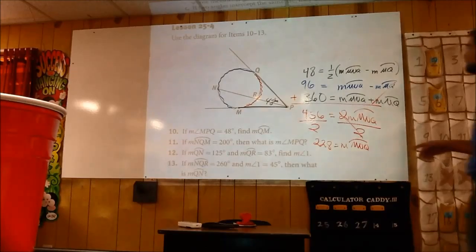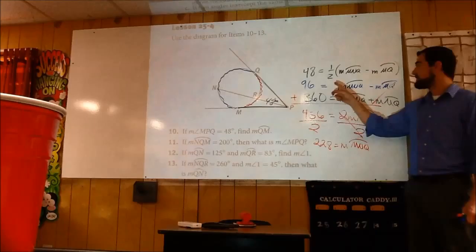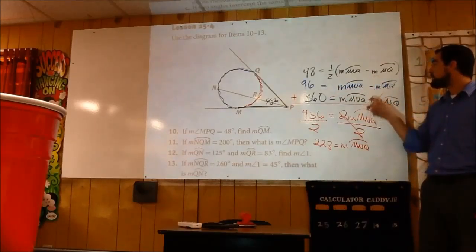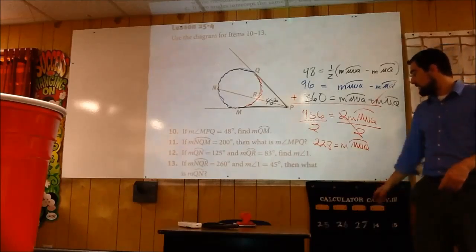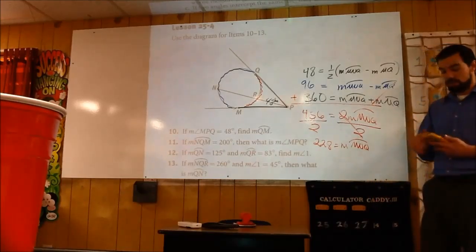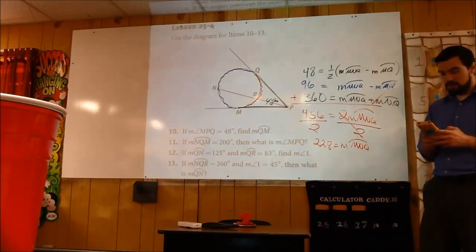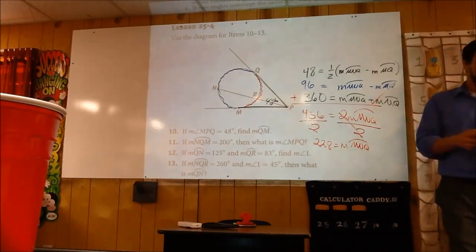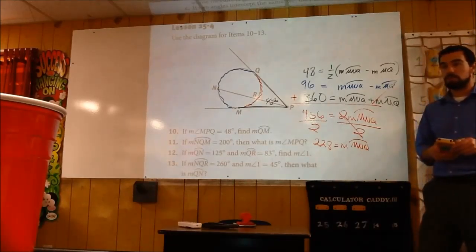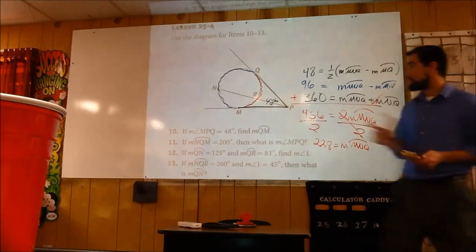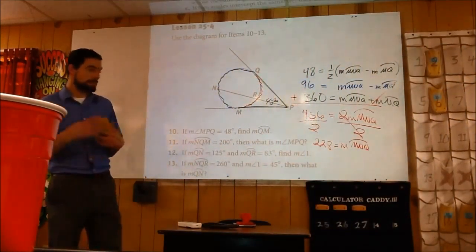You would have to distribute a negative sign throughout all these and get negative 96, negative MNQ, and a positive. And so you would have gotten that 2 of your minor arcs is 264, and then divide that by 2, you got 132. So the measure of this minor arc is 132 degrees.